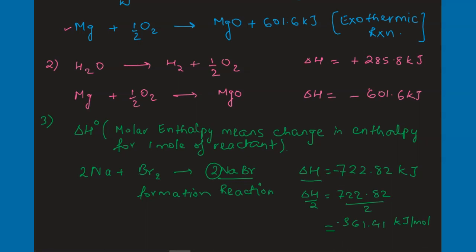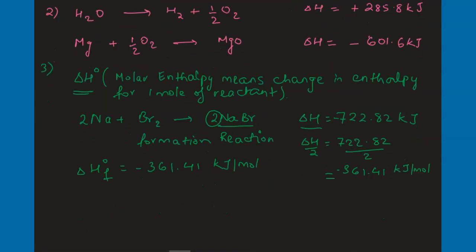So our final answer for representing delta H naught in this case will be delta H naught F equal to negative 361.41 kilojoules per mole. So in order to know the reaction, and since here formation is happening, we just write on delta H naught F.